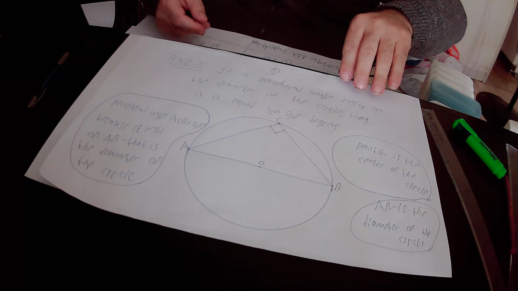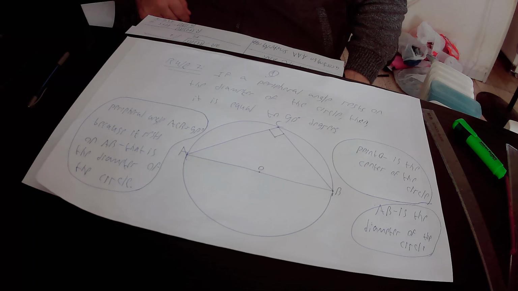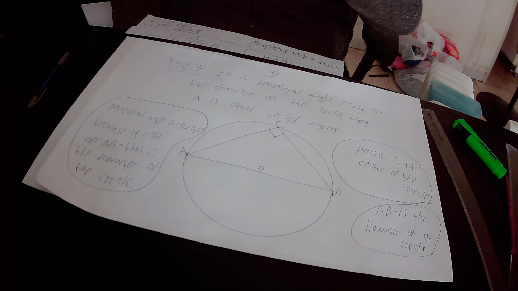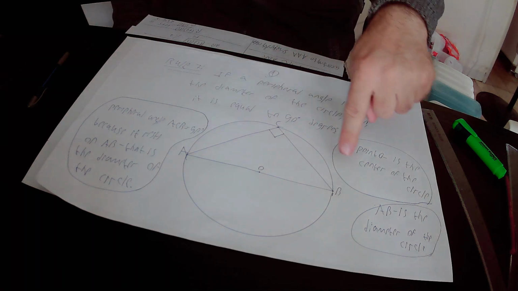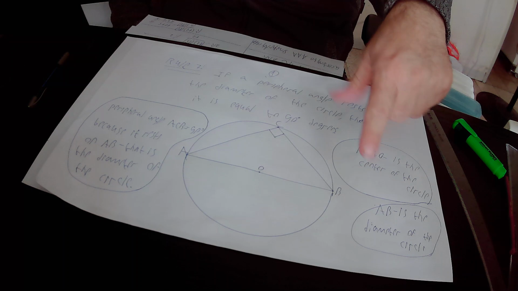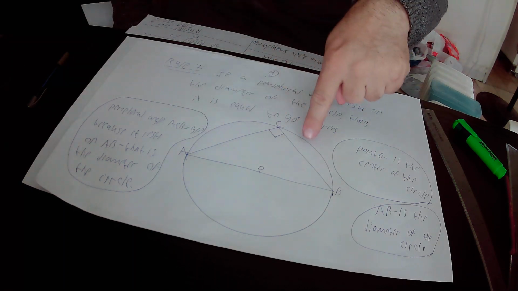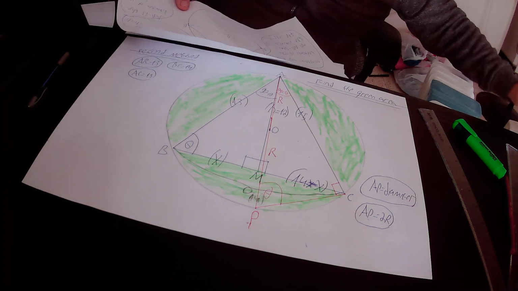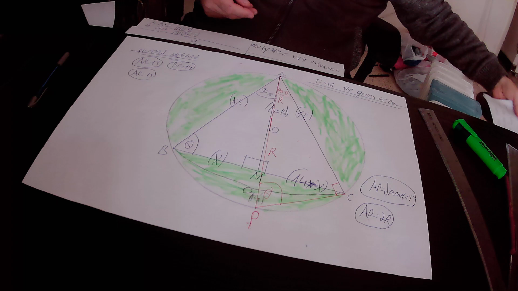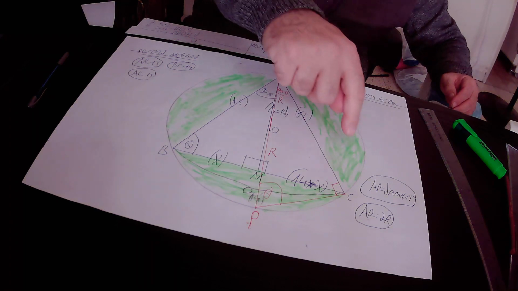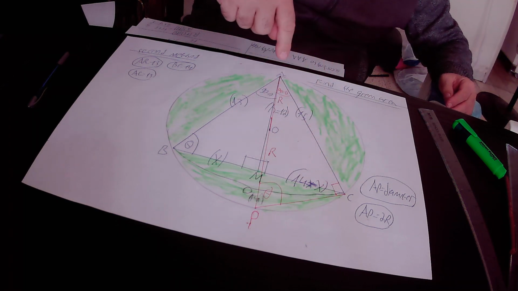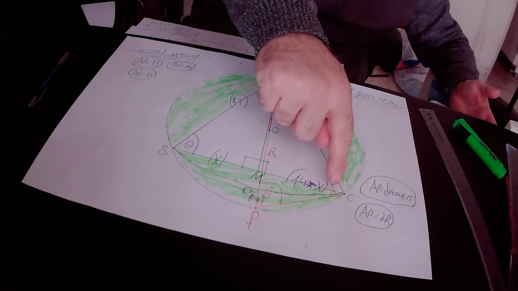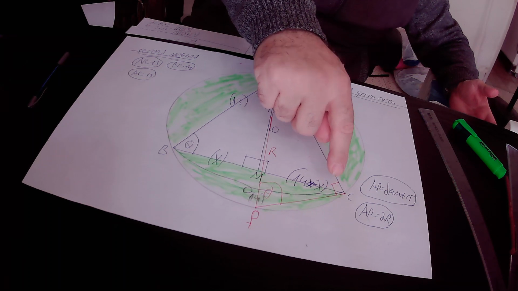According to rule number 7, if a peripheral angle rests on the diameter of the circle, then it is equal to 90 degrees. In the drawing we have peripheral angle ACB that rests on AB, that is the diameter of the circle. Therefore, this peripheral angle ACB equals 90 degrees. We can actually implement rule number 7 in our drawing. Why? Because in our drawing we have peripheral angle ACP that rests on AP, that is the diameter of the circle. Therefore, according to rule number 7, this peripheral angle ACP must be equal to 90 degrees.